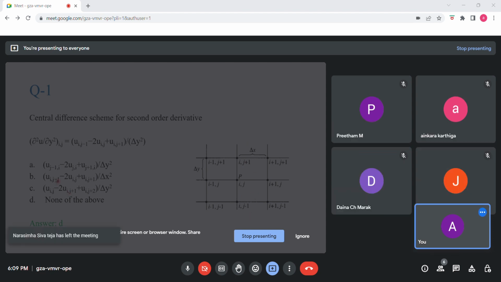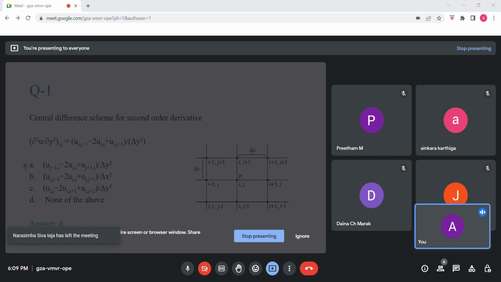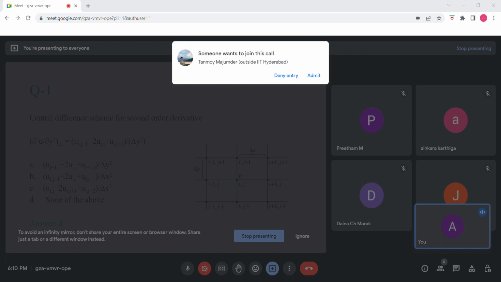On comparing these four options, the first option is given as u(i, j-1), u(i, j), u(i, j+1) divided by Δy². Here it varies in the i or x direction, so this is not applicable. In the next case, it is given u(i, j-1) minus 2u(i, j) plus u(i, j+1). Although the first factor is right, it is divided by Δx². Since this is changing with respect to y and it is given as Δx², this is also wrong.